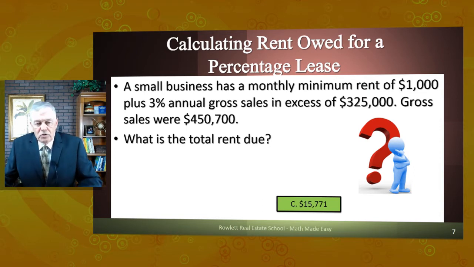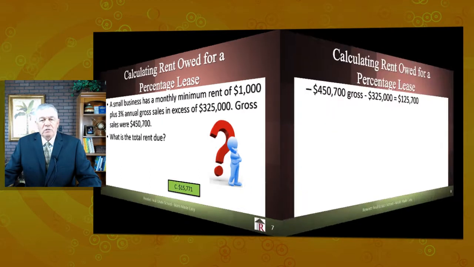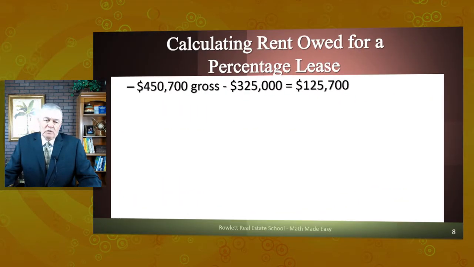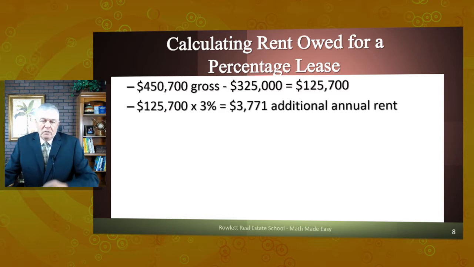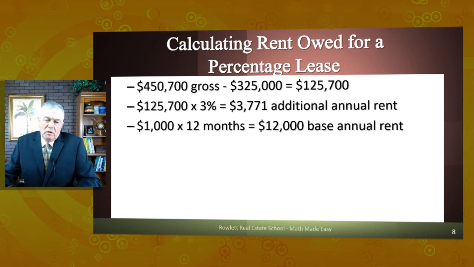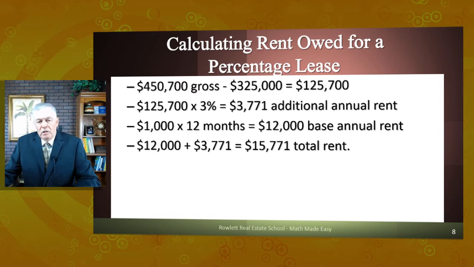And the answer is Charlie, 15,771. All right, here's your explanation of this. 450,700 gross minus the 325,000 gives you 125,700 that is subject to the 3%. Take 3% times that amount, and you come up with $3,771 additional annual rent. The 12 months times $1,000 rent, 12,000 base rent. You add the two together, 15,771 total rent.